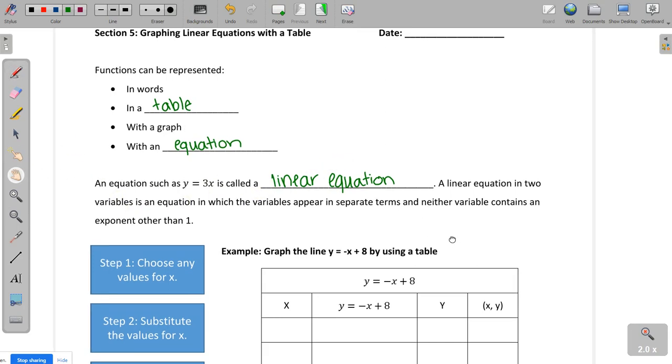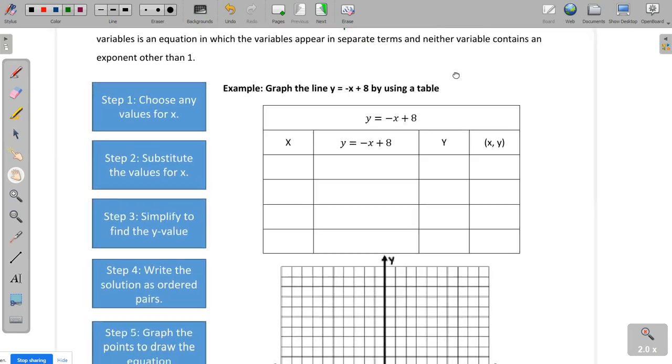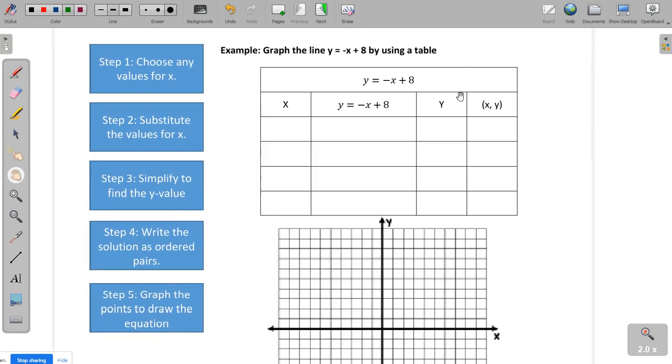So let's look at an example for graphing a line by using a table. We have the equation y equals negative x plus 8. The first thing we're going to do is choose values for x. I like to use the values negative 1, 0, 1, and 2. And then what you're going to do is take each x and substitute it into the equation.